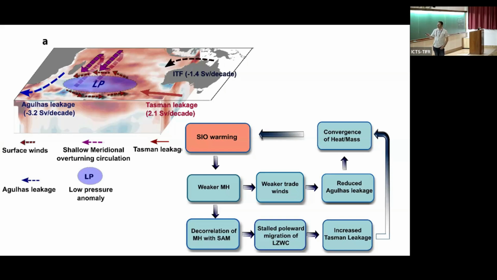Another thing is that weaker trade winds reduce Agulhas, and that also leads to convergence of heat, further warming of South Indian Ocean. So this is a positive feedback loop that continues to warm South Indian Ocean, deepening the thermocline further, even though the ITF is not responding well. Because of this positive loop, we are actually seeing a stronger decorrelation between Indian Ocean and the Southern Ocean and the Pacific.